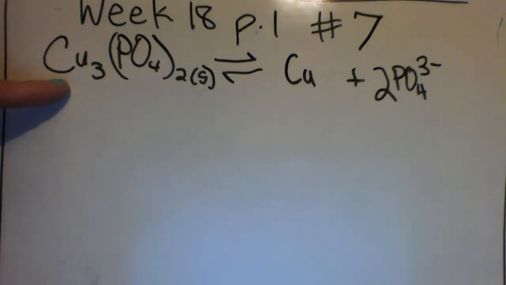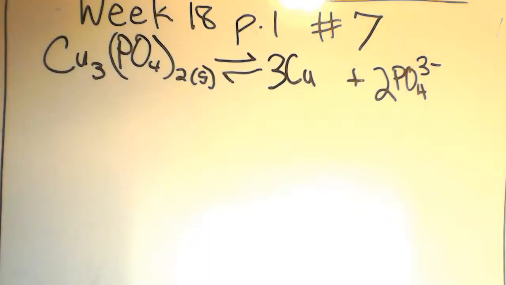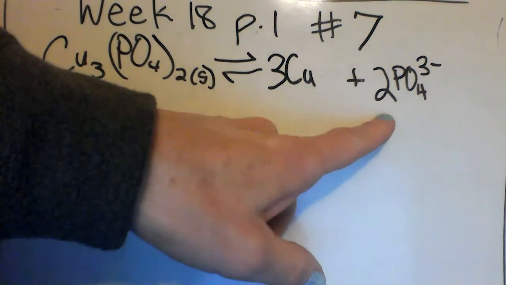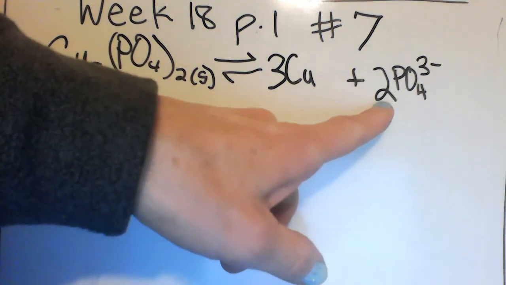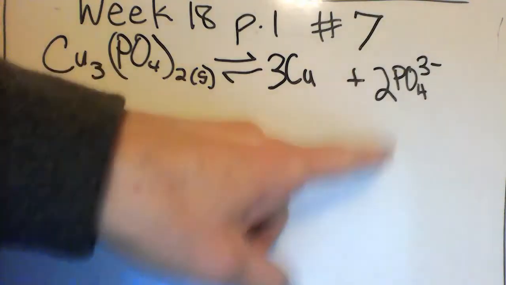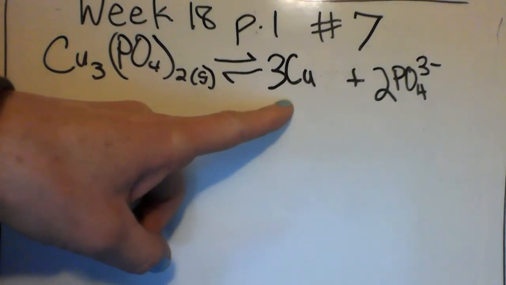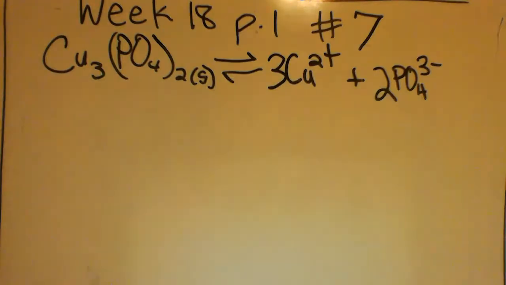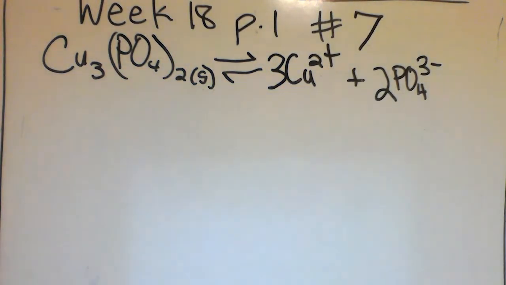We know over here that there are 3 copper ions. Now, since the phosphate has a total charge of -6, we can see that by multiplying the coefficient by the charge. We know that the copper has to have a complete charge of +6. Therefore, it is going to have an individual charge of 2 positive.